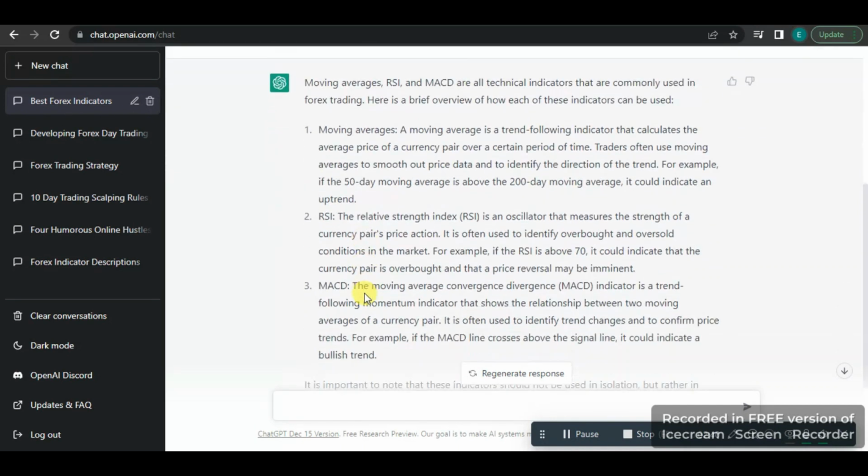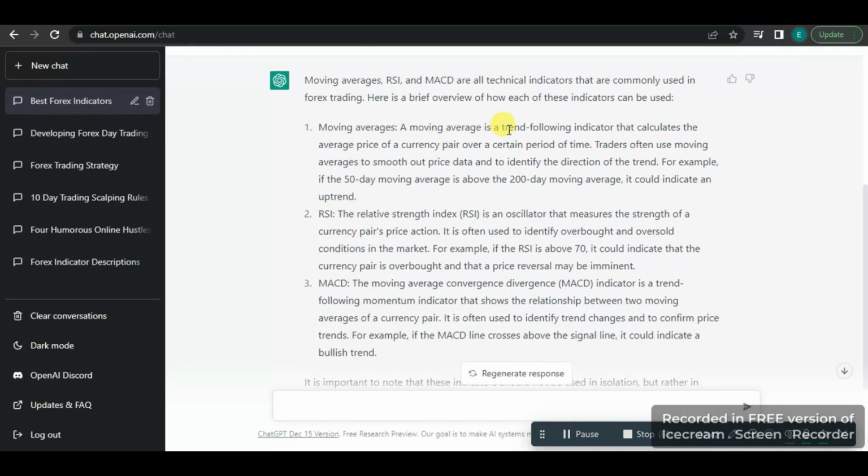Alright, so as you can see, it's saying that a moving average is a trend following indicator that calculates the average price of a currency pair over a certain period of time. Traders often use moving averages to smooth out price data and identify the direction of the trend. For example, if the 50-day moving average is above the 200-day moving average, it could indicate an uptrend.